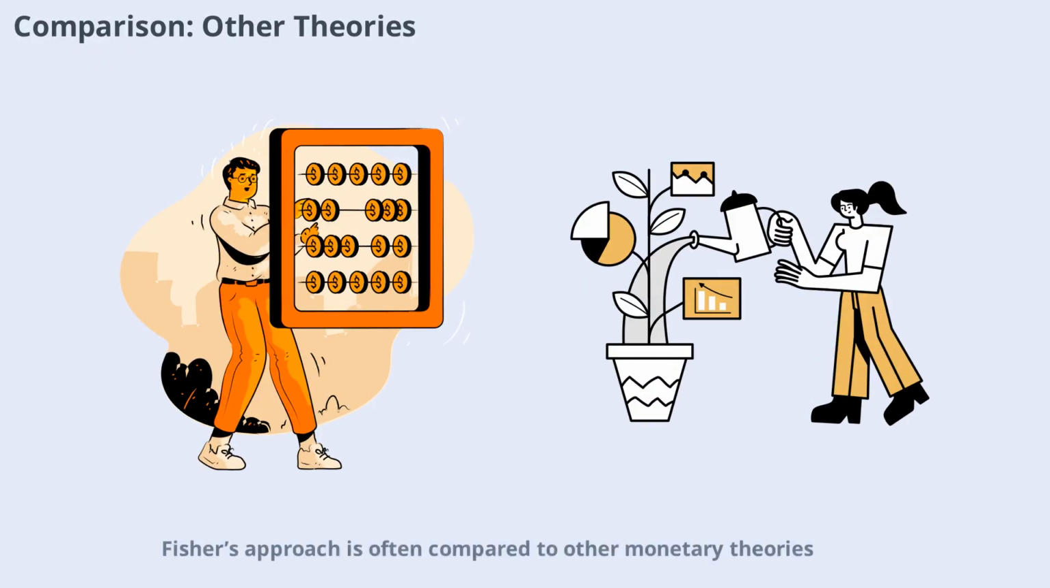Fisher's approach is often compared to other monetary theories, such as the Cambridge cash balance approach and Keynesian models. While each has its strengths and weaknesses, Fisher's focus on transactions and the direct link between money and prices sets it apart. Understanding these differences helps students appreciate the diversity of economic thought.